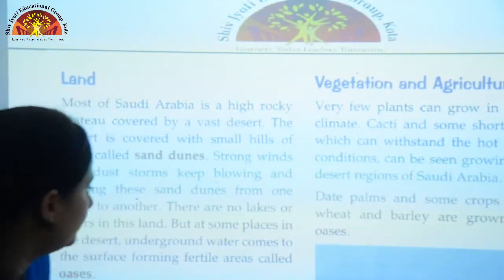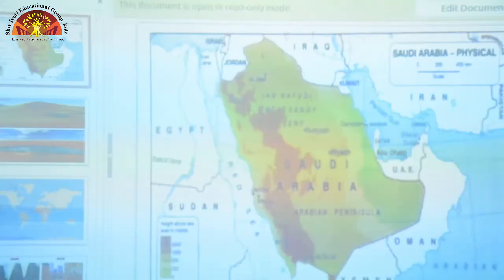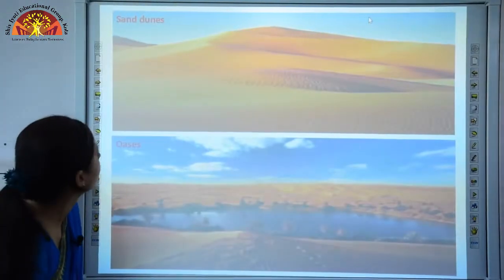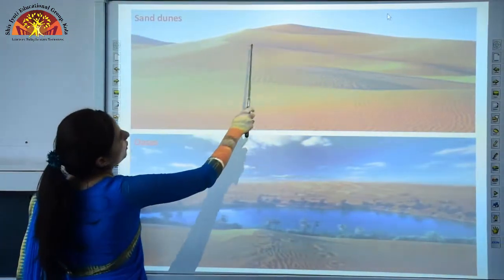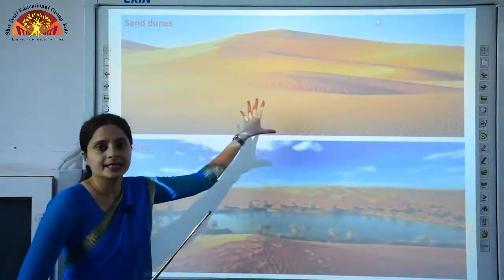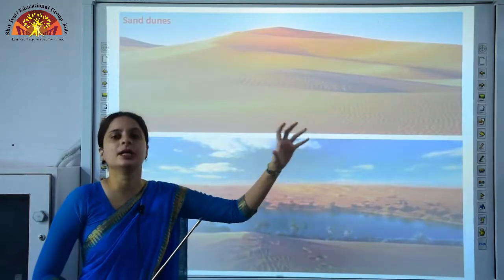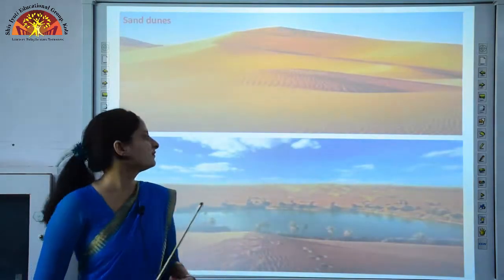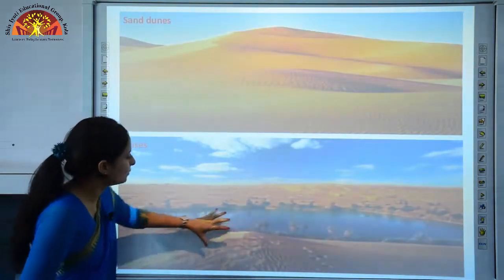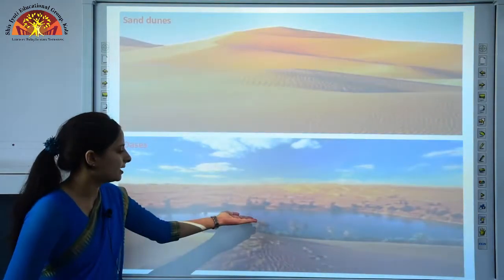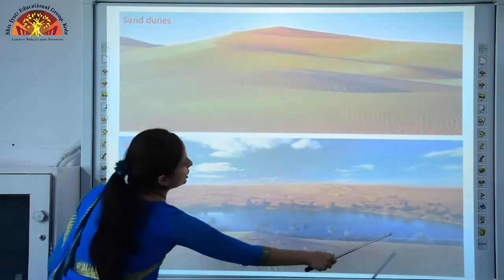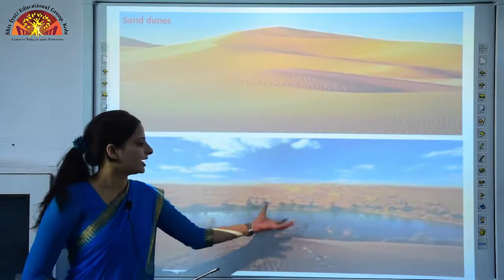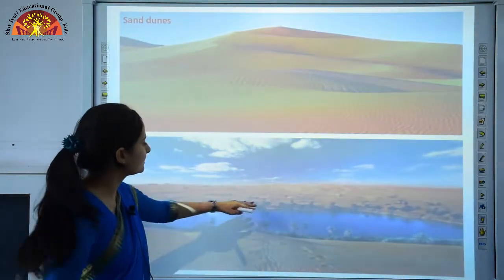I will show you through picture. See, these are sand dunes. You can see small hills of sand, and they are not permanent at a place. They keep on moving due to the winds. Due to the dust storms, they keep on moving and settling and making small hills of sand. Here you can see oasis. You can see over here the underground water has come up, and you can find over here little bit of vegetation. You can see because of water the land gets fertile, and there you can find little bit of vegetation. Okay, so this is oasis.